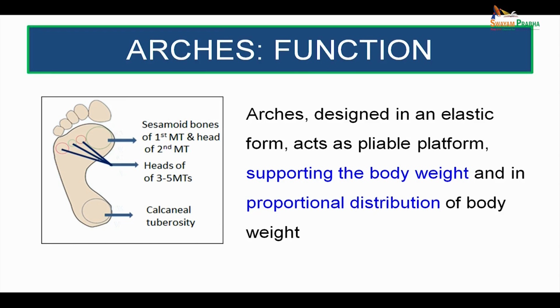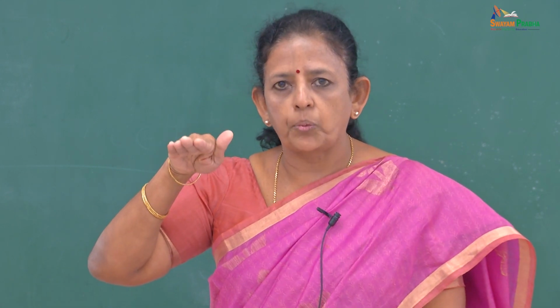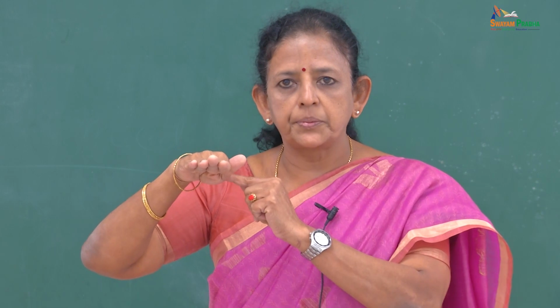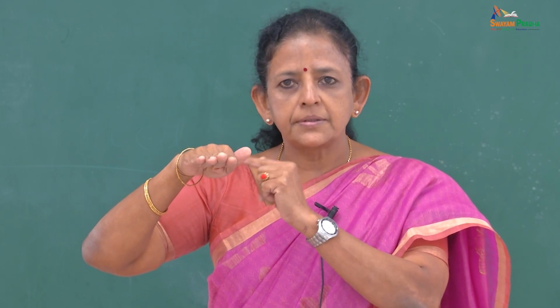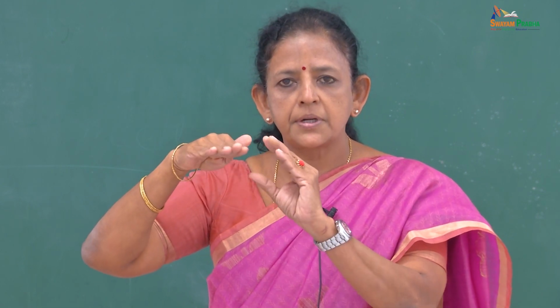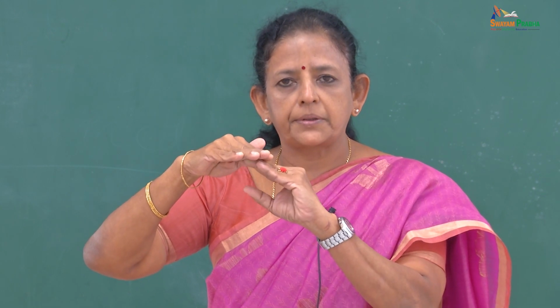The arches, designed in an elastic form, act as a pliable platform supporting the weight of the body and in proportional distribution of body weight. So, the body weight is equally taken up by both the feet. Each foot shares or takes up half the body weight. So, looking at one of the feet, the body weight is transmitted vertically through the talus and distributed again equally between the calcaneus on the posterior aspect and the front of the foot, that is by the metatarsals on the anterior aspect.